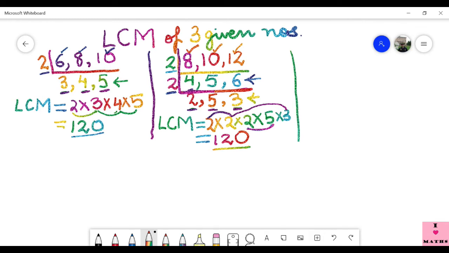Okay, now we will move further and do one more sum. Let us find the LCM of 10, 15 and 20.